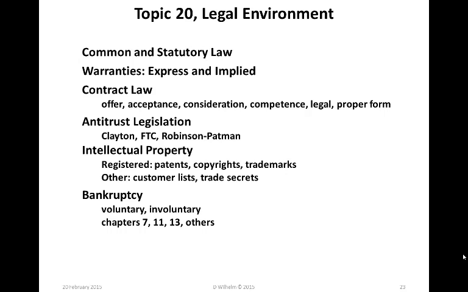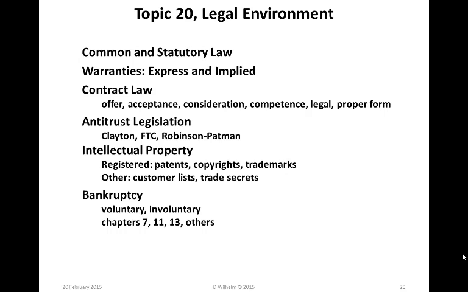Some antitrust legislation. Clayton Act, Federal Trade Commission, Robinson-Patman. These generally look to encourage competition and discourage monopolies.